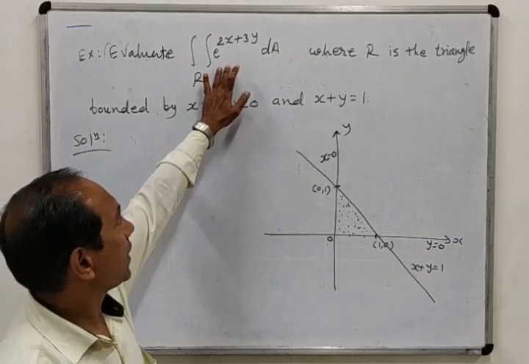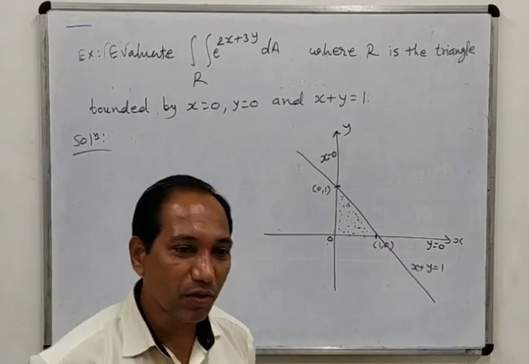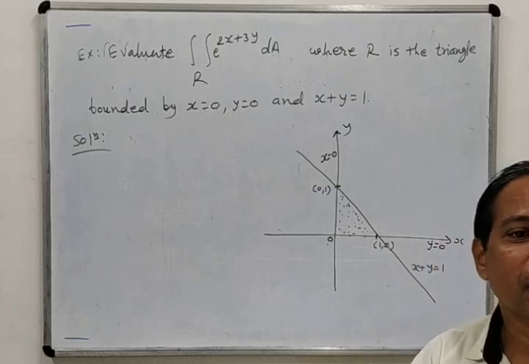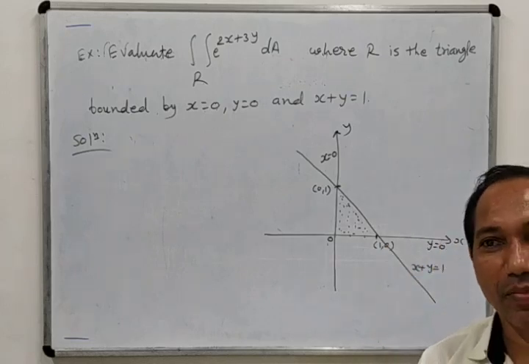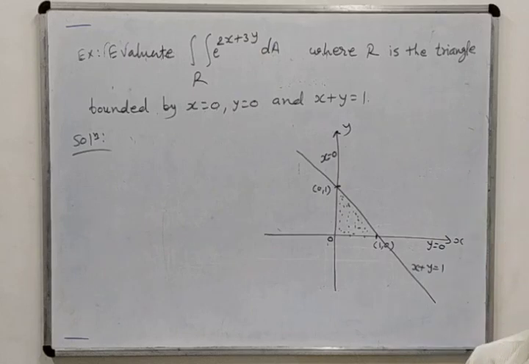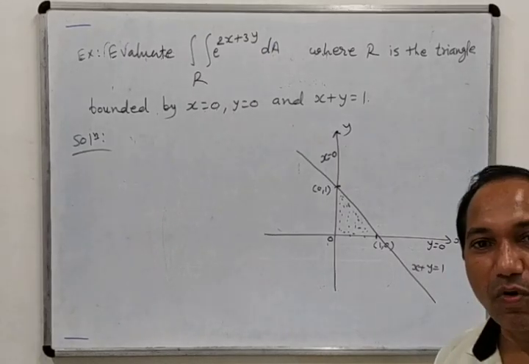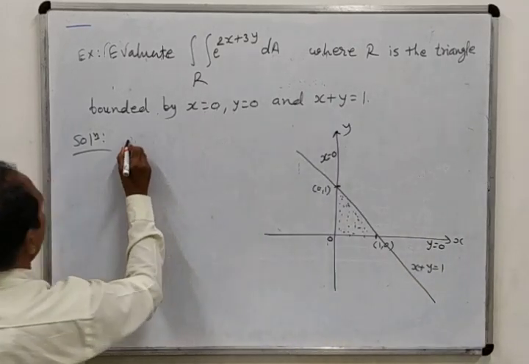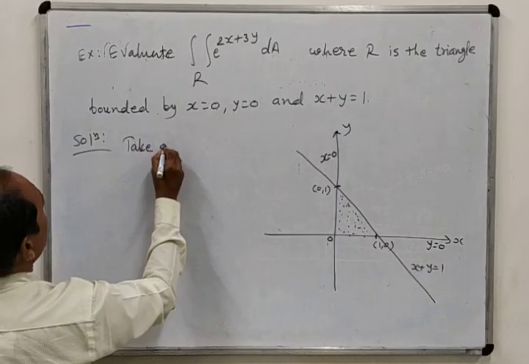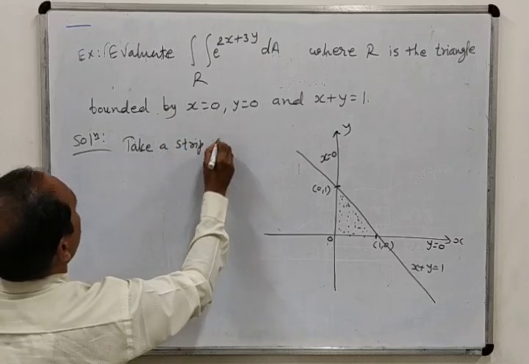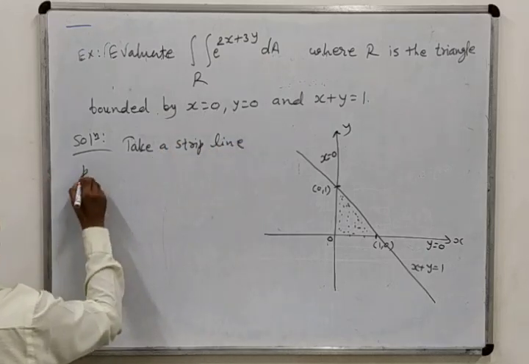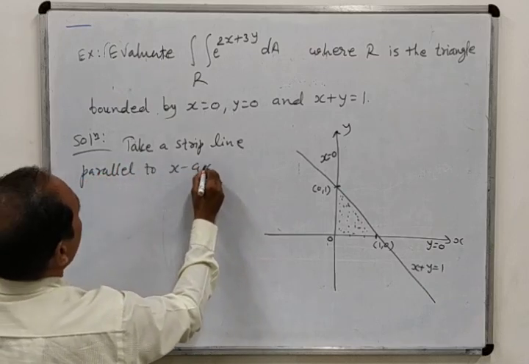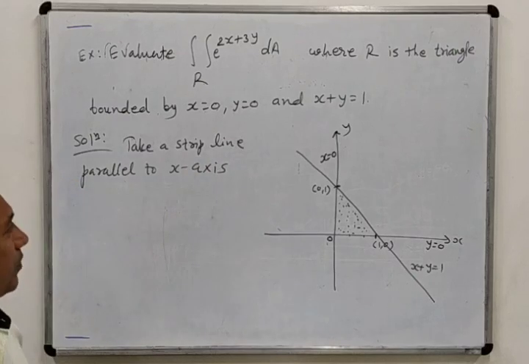Now we want to integrate this one, and as I told you, we need to determine with respect to which variable we want to integrate first, either with respect to x or with respect to y. So if we want to integrate with respect to x first, then take a strip line parallel to the x-axis. Okay, because we want to integrate it with respect to x first.